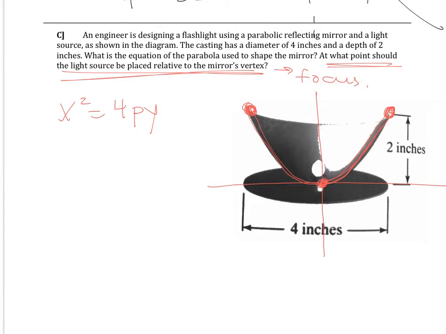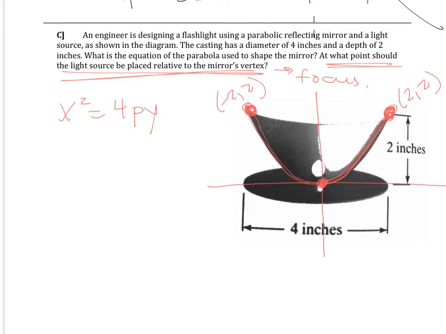Okay, but this point here, based on the information we're given, is the point 2, 2. Over here is the point negative 2, 2, right? Think about that for a second. If this distance is 4 inches, and we put the vertex at 0, 0, that must mean I go 2 this way, 2 in this direction, and I know that I'm 2 inches high. So I have the point 2, 2, or the point negative 2, 2.